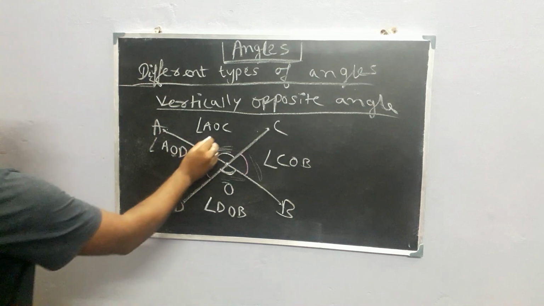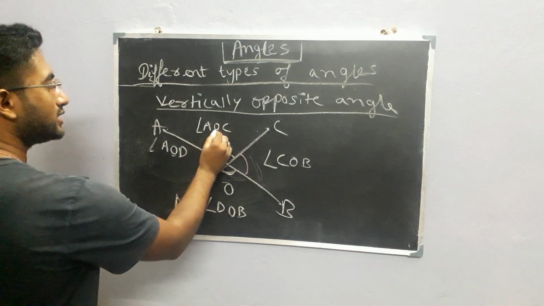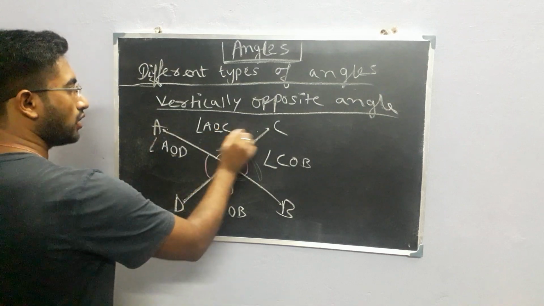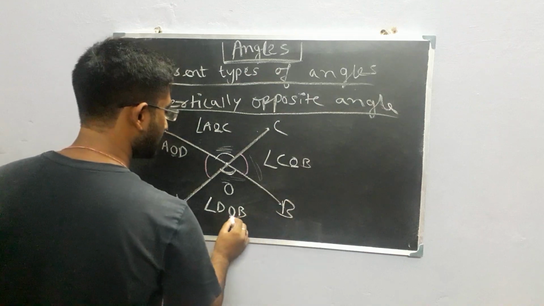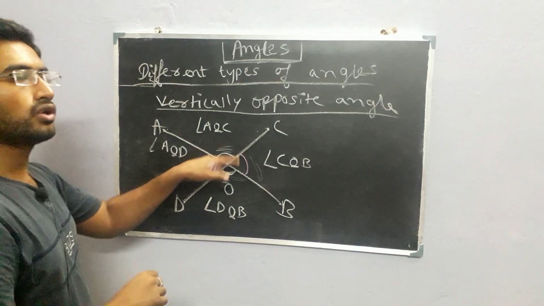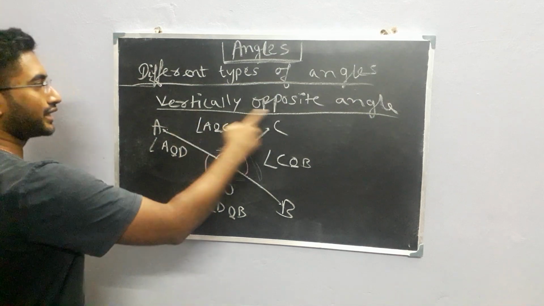But since O was the common vertex for all the angles, in each and every case, no matter whichever name you select for this, either AOC or COA, you will find that O in each case will remain as the main angle, the center angle, because this is the vertex on which all the four angles are made. Now this is vertically opposite angle.